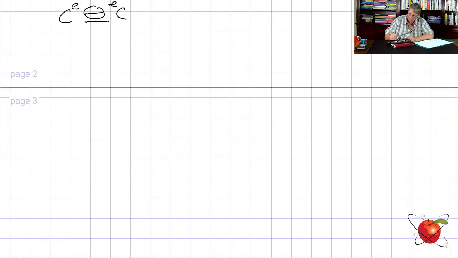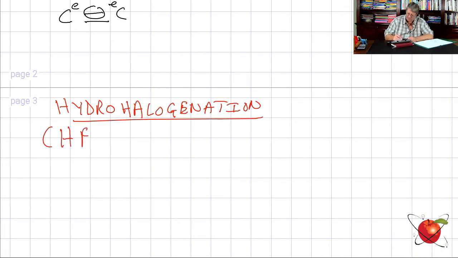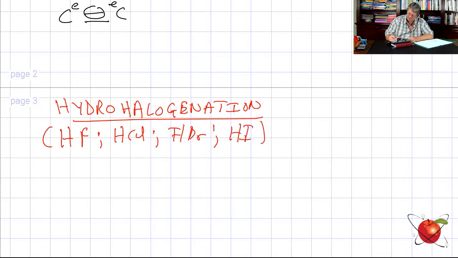Let me put this in over here. Hydrohalogenation. Basically, I'm adding an HF, HCl, HBr, or an HI. I'm adding one of those. Remember, they are acids. Once again, it's an addition reaction, so I am adding in. So let's look at the same one.